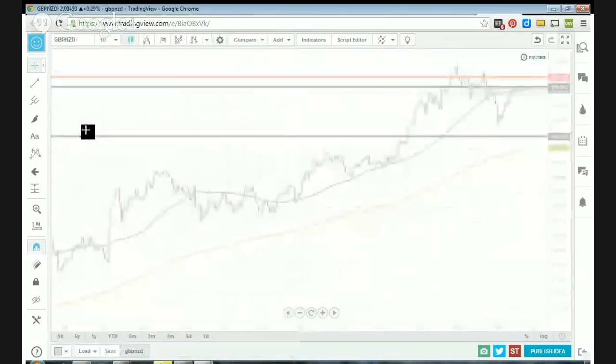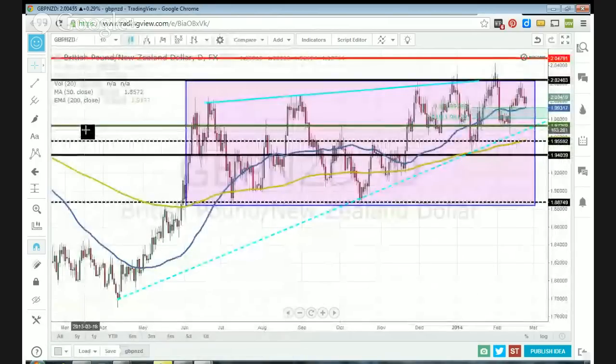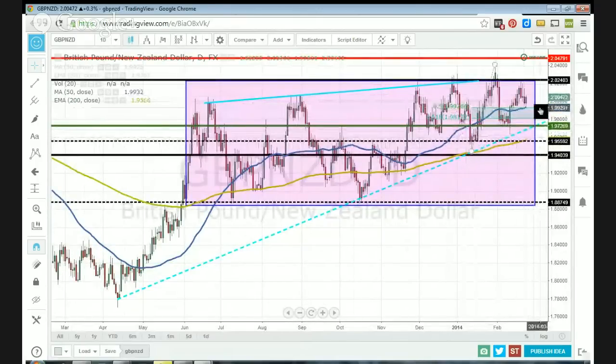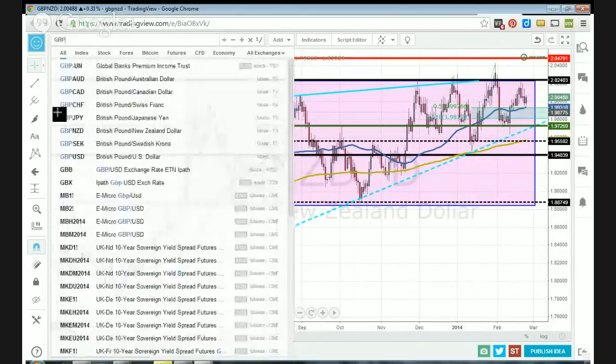Pound Kiwi. Yeah, so this is similar to pound Swiss in some respects. We are seeing a consolidation forming. If it can fall to the bottom, this blue line, that might be interesting. But until then, I'll pass. Pound dollar.